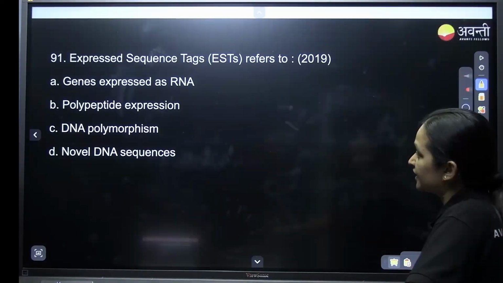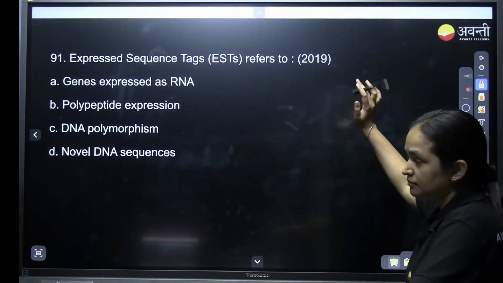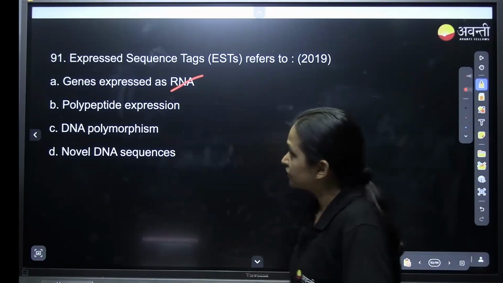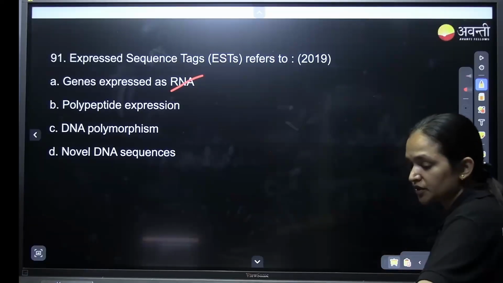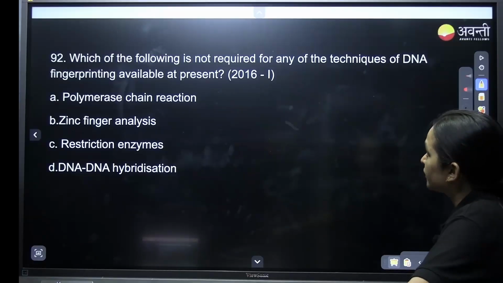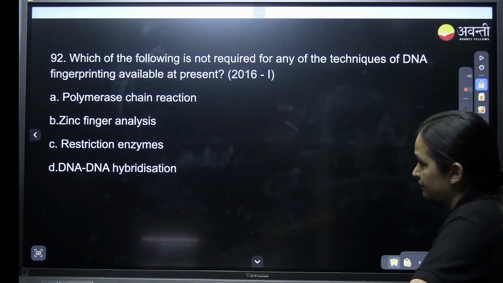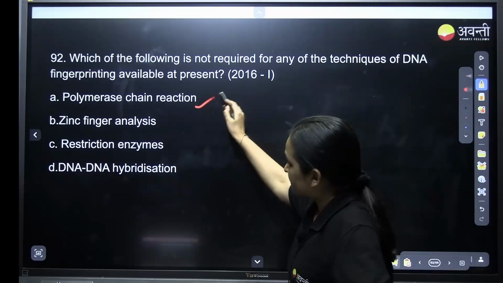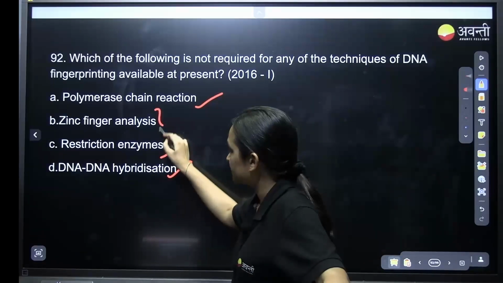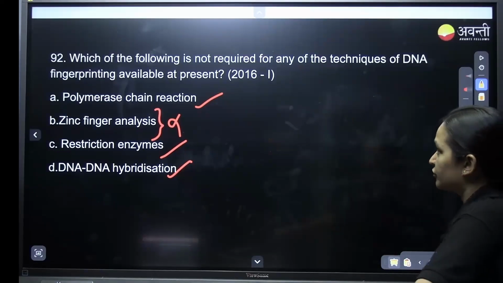Expressed sequence tags refers to, we already did this: the genes expressed as RNA are expressed sequence tags. Which of the following is not required for any of the techniques of DNA fingerprinting available at present? PCR is required, restriction enzymes are required, DNA hybridization is required, but zinc finger analysis is not required. Understanding? It is a 2016 phase 1 question.